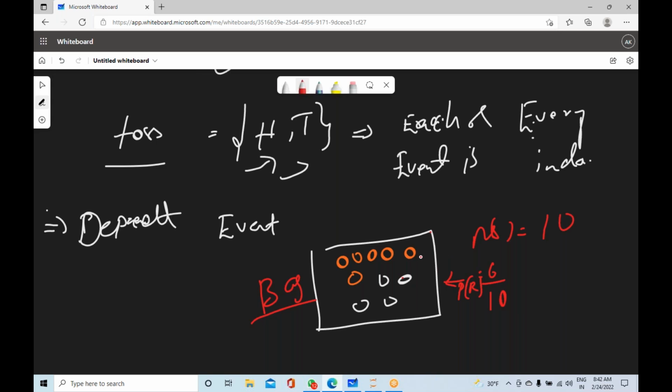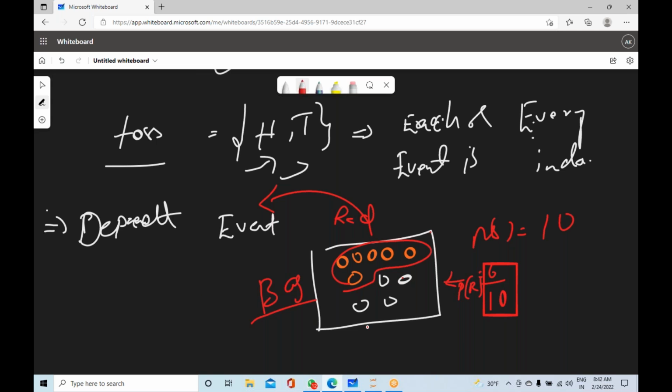In my bag I have a total of 10 balls. Out of that, 6 red balls are there and 4 white balls are there. I just want to pick one ball, which could be red. Picking means removing. When you're trying to remove the red ball from this bag, the probability of getting the red ball is 6 by 10. So you are picking the red ball now.